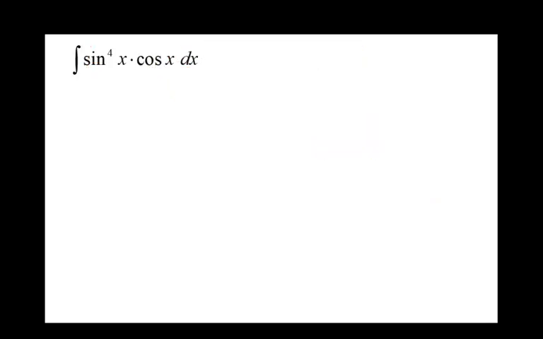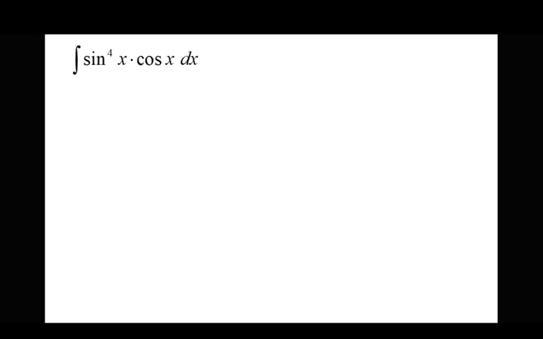So here we have our trig equation. Okay. Now, this one's tricky because the derivative of sine is cosine, and the derivative of cosine is negative sine. So how do I know which one to pick as my u? Well, this is easy. This sine right here has a fourth power on it.